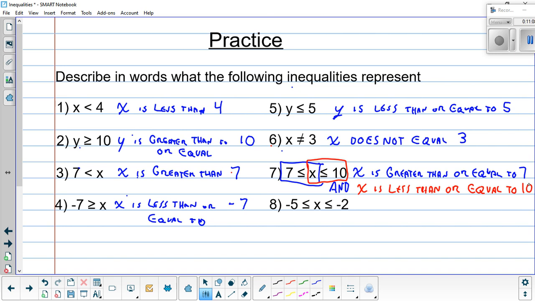So, knowing that, let's do the other one nice and quick here for number 8. So, we have, and I'm going to write the opposite way. So, x is less than, and I'm just going to go slash equal to negative 2 and greater than or equal to negative 5.